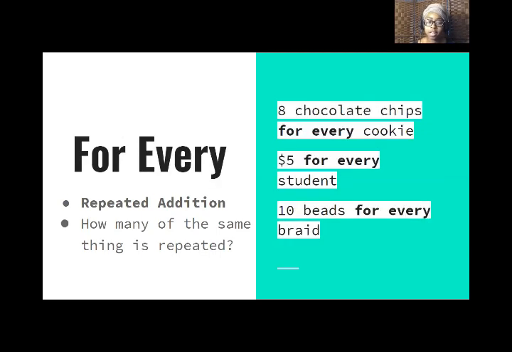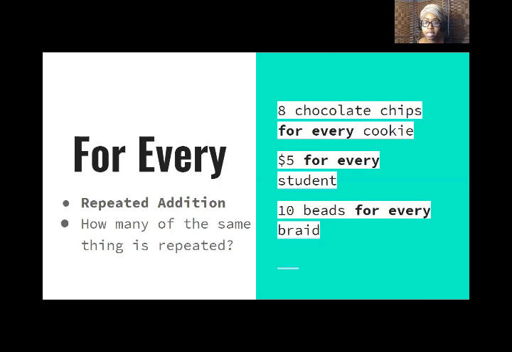For every is another repeated addition phrase, and we're asking ourselves again, how many of the same thing is being repeated? 8 chocolate chips for every cookie. How many cookies do you have? It determines how many chocolate chips you need, because 8 is going on each one of them. $5 for every student. How many students? How many $5?